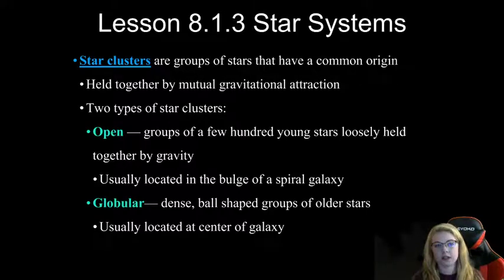So looking back at the different types of galaxies we studied in the previous video, these are usually located in that bulge. Then we have globular star clusters, and these are dense, ball-shaped groups of older stars, and they're usually located at the center of the galaxy. Okay, so while the open we find in the bulge, the globular we find in the center of the galaxy, and while the open consists of young stars, the globular consists of dense old stars. So there's a difference there. So again, if you're asked not only what the two types of nebula are, there's also two types of star clusters. So that's the open and the globular.